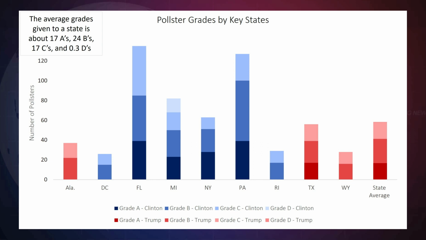However, not all states have a grade A pollster. 4 states, Alaska, District of Columbia, Rhode Island, and Wyoming, have 0 A grade pollsters, making it more meaningful for a state to earn a single A than multiple Bs.